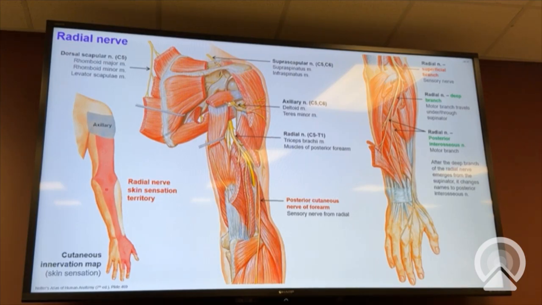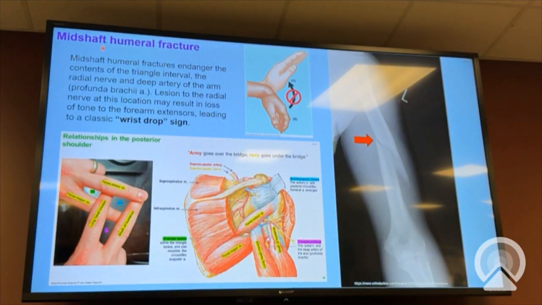What kind of motor problems would you see if your radial nerve stopped working? Well, down in the forearm, the muscles that would be affected because they receive the radial nerve would be the muscles that extend the wrist and extend the digits. So if you can't extend the wrist and you can't extend the digits, that would be another clue that you may be worried about the radial nerve. Does that make sense? All of these signs, symptoms, and clues come together, coalescing to suggest radial nerve injury.